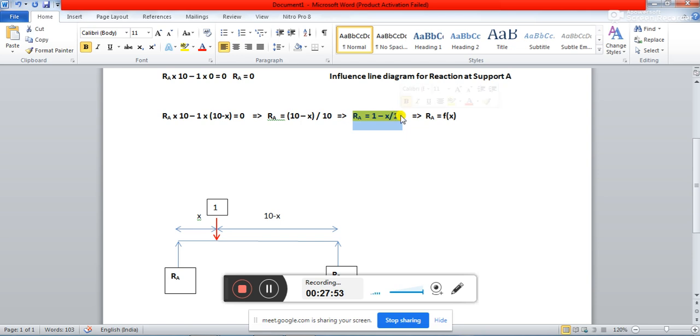Is this equation of a parabola? Is this equation of an ellipse? What type of equation is this? Ellipse, sir? It's a straight line. A simple straight line.